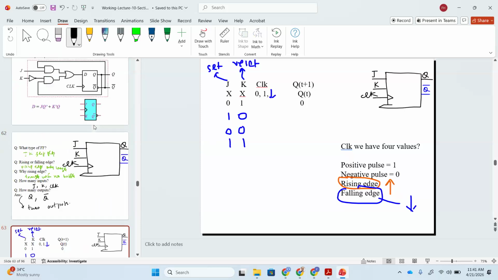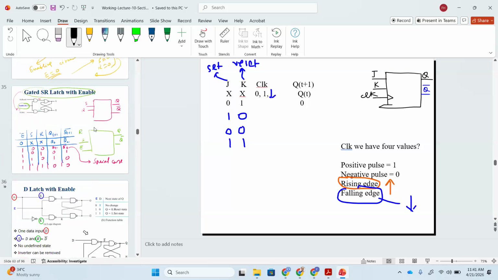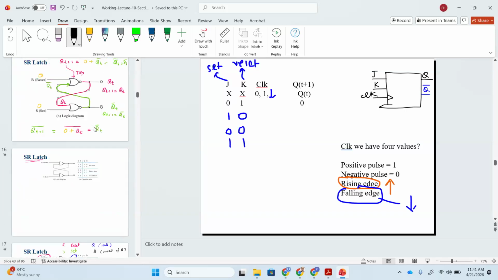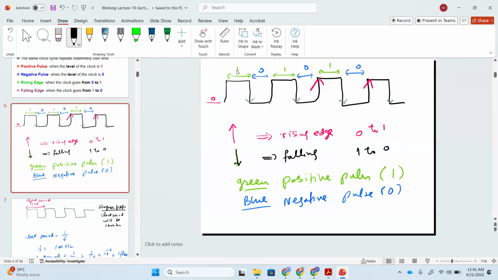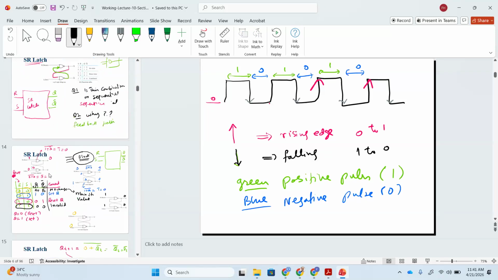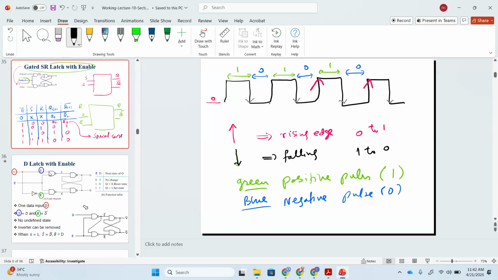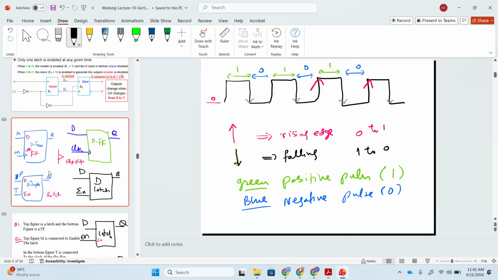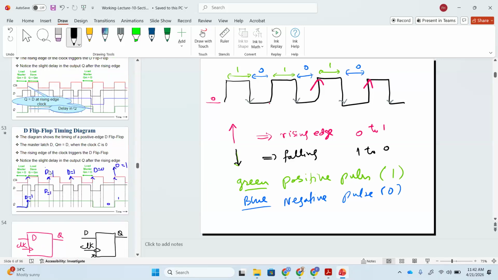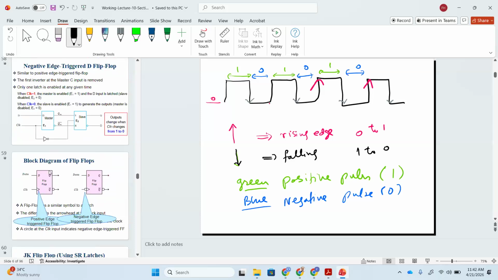It has already been shown in my first lecture. All sequential circuits operate on a clock, and this is the clock shown here. This is the positive pulse, 1. The negative pulse is 0. The rising edge is in red color, and the falling edge is in black color. Clear? So these are four different notations of the clock waveform: the positive pulse, the negative pulse, the rising edge, and the falling edge. Is this clear or not clear? If this is clear, I can proceed further.